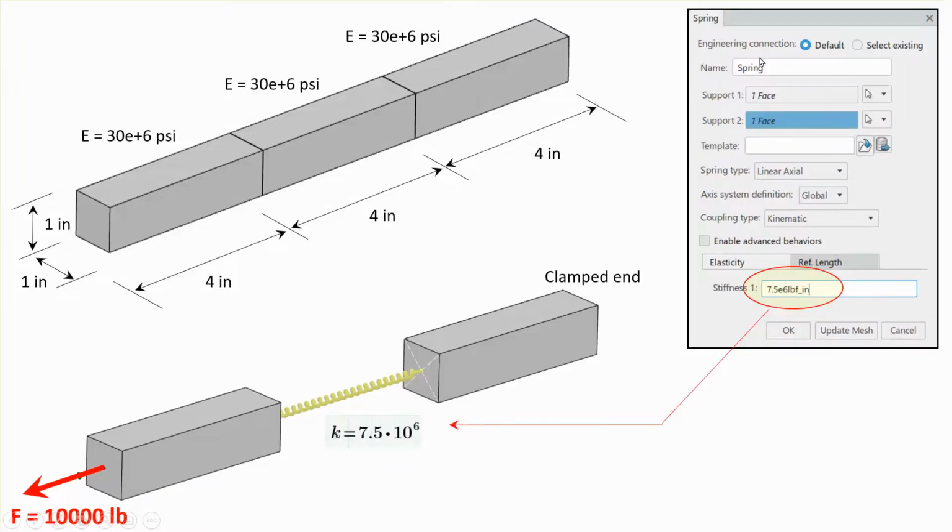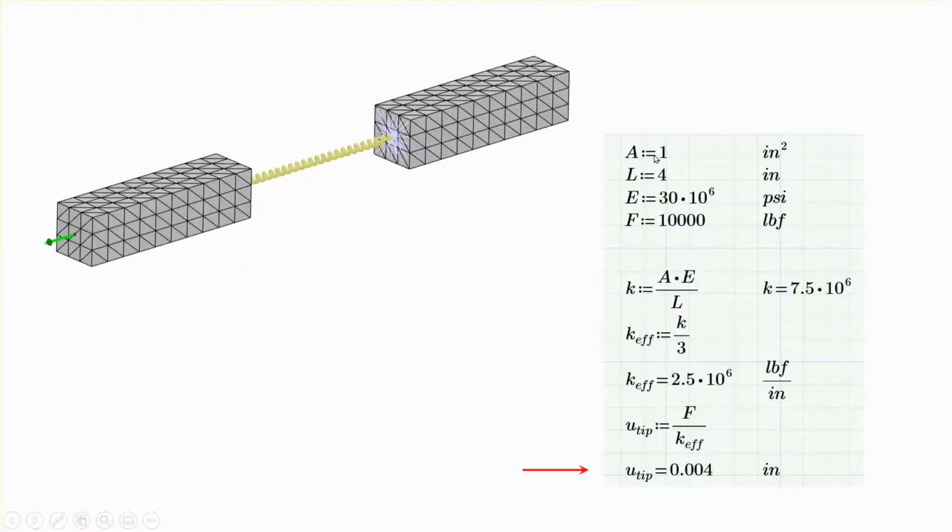Now, when you use the icon that I showed you for spring, you get to choose two supports, and I'll show you what happens if I use these two faces as the support, and then you have to put the stiffness of this spring that you're making. The stiffness is made in the elementary strength of material calculation, if you know the cross-section, length, Young's modulus of each of these pieces. Each of these pieces are 4 inches long, and you plug it in the formula for stiffness AE over L, and you get 7.5 10 to the 6.